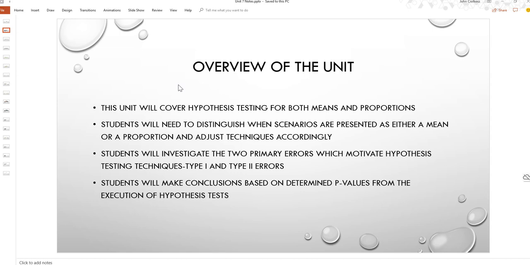got into confidence intervals. We'll look at the two primary errors, which kind of motivate how we set up our hypothesis techniques, specifically type 1 alpha and type 2 beta errors. And then we'll make conclusions based on determined p-values from the execution of those said tests.